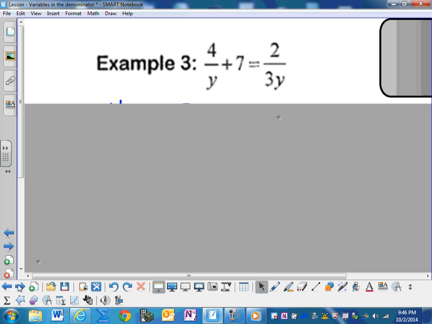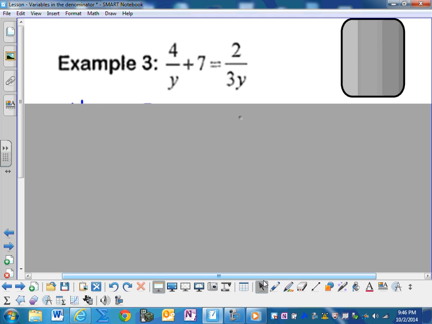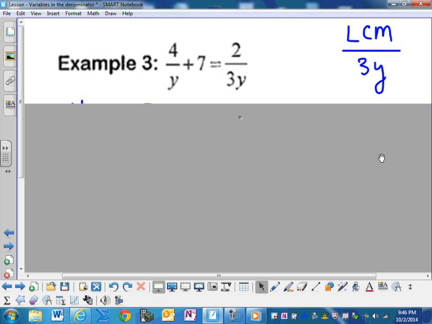Example 3, 4 divided by y plus 7 equals 2 divided by 3y. So the first step is to determine the least common multiple of the denominators y and 3y. So 3y is your least common multiple. So go ahead and solve example 3.